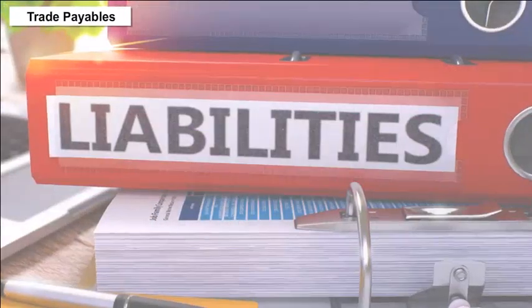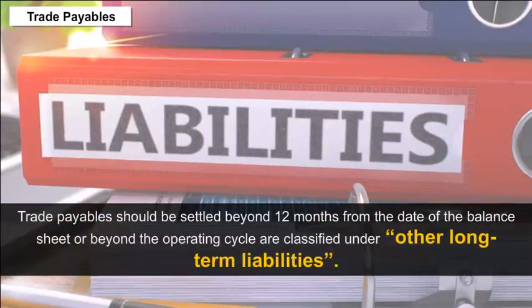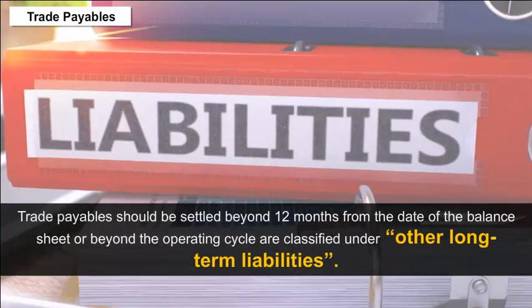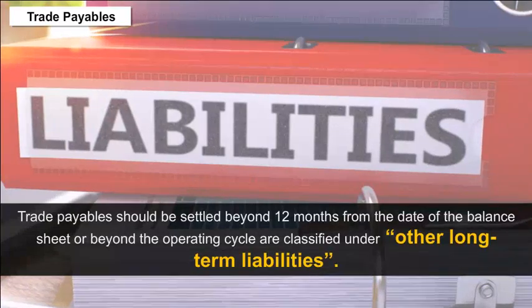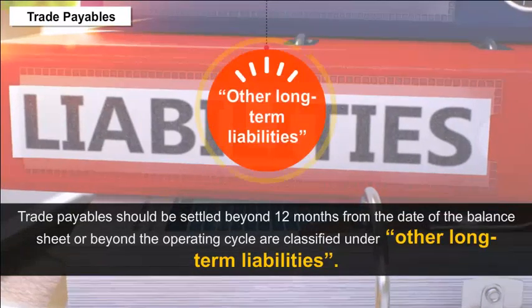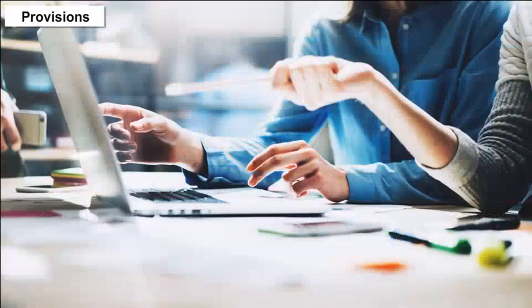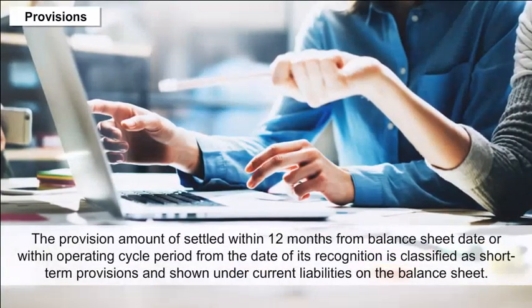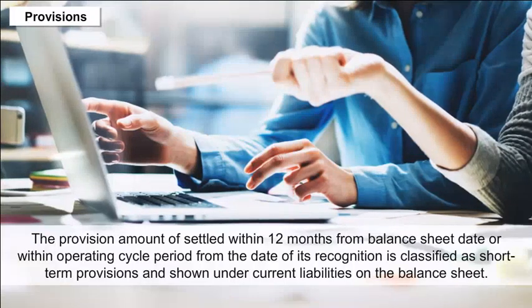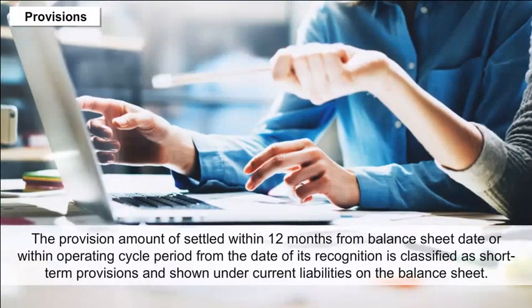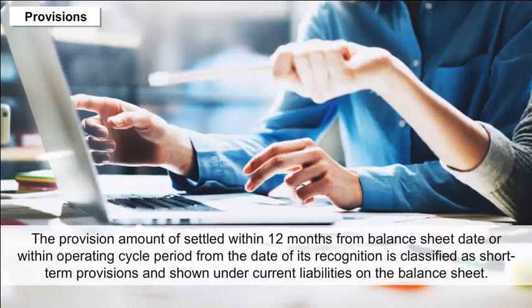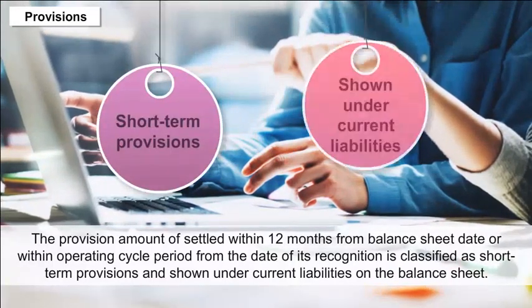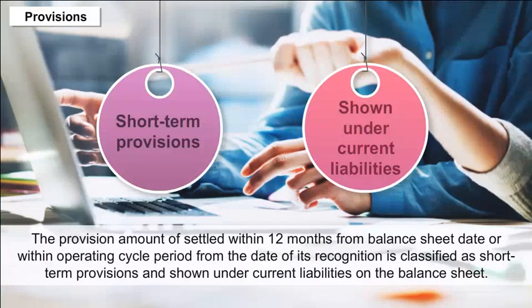Trade payables. Trade payables that should be settled beyond 12 months from the date of the balance sheet or beyond the operating cycle are classified under other long-term liabilities. Provisions. The provisions for settlement within 12 months from the balance sheet date or within the operating cycle period from the date of its recognition are classified as short-term provisions and shown under current liabilities on the balance sheet.